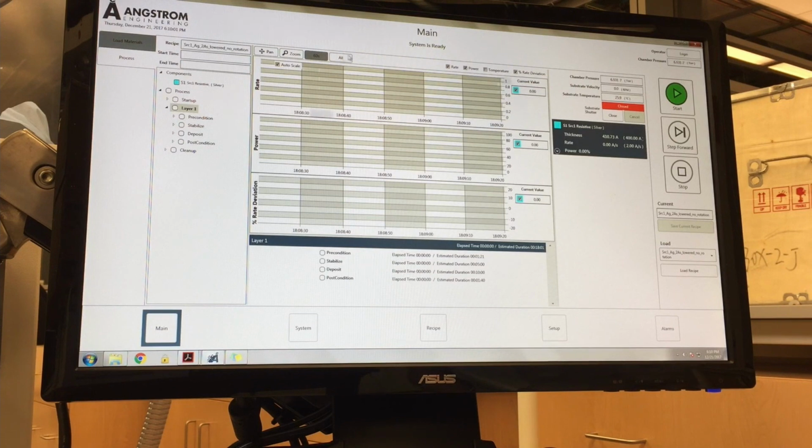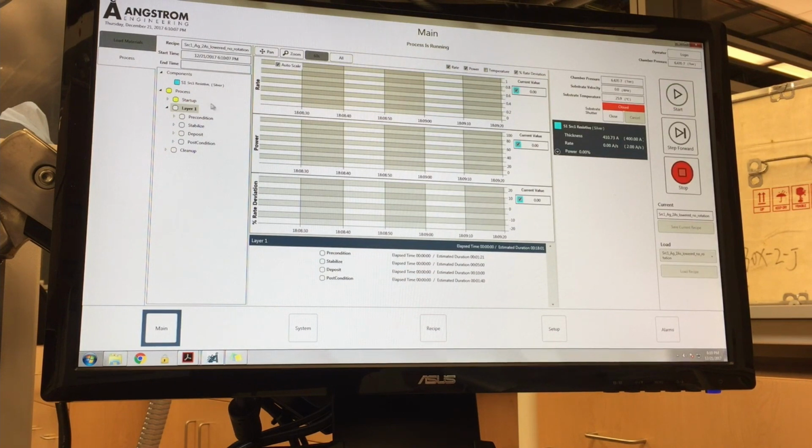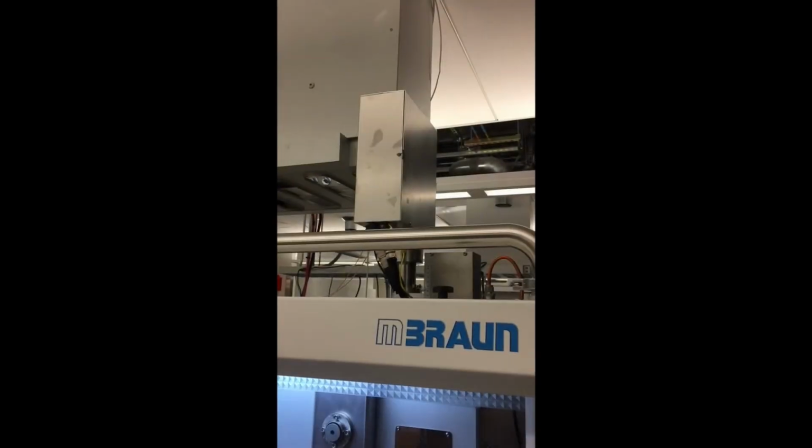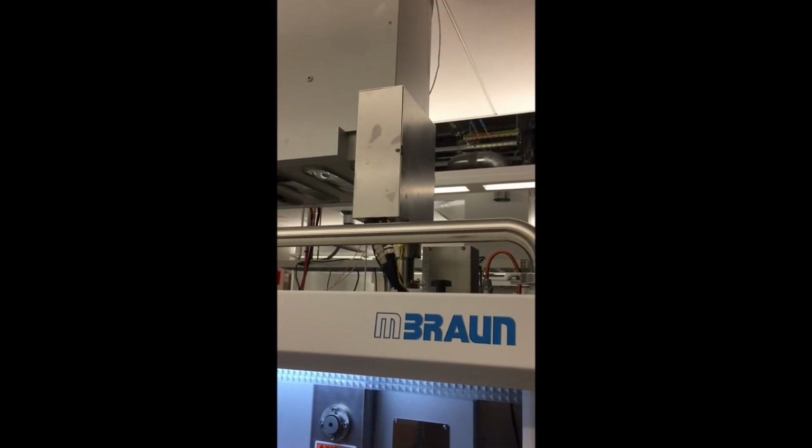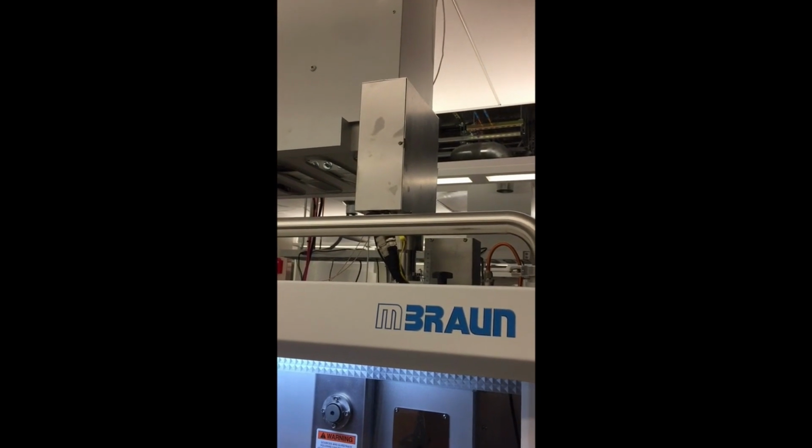Now, I'm going to begin the recipe by clicking the green start button in the upper right corner of the screen. Since the chamber is already pumped down, we skip the pump down step, meaning the stage will start to lower. If you watch the metal box closely, you can see the stage is lowering.